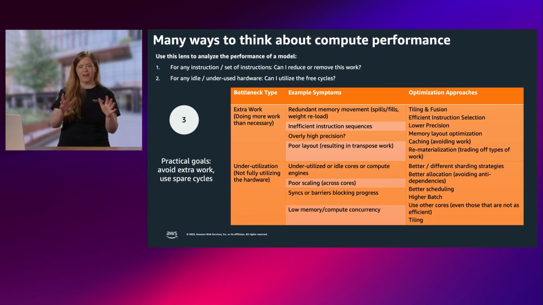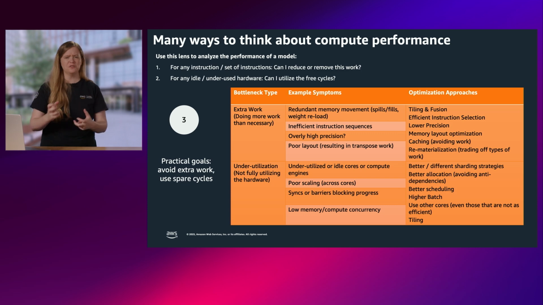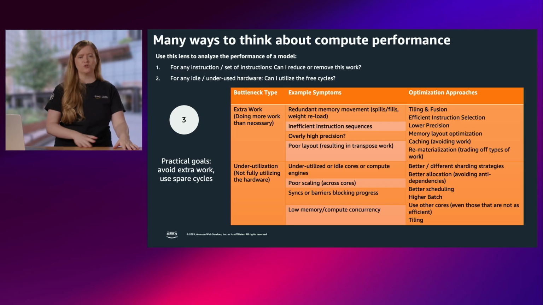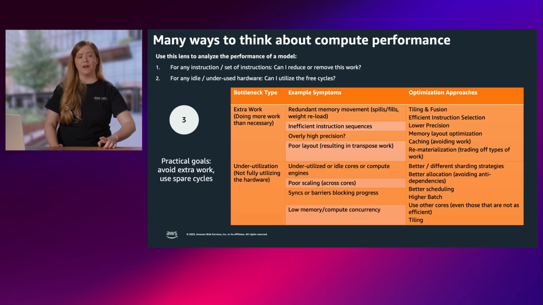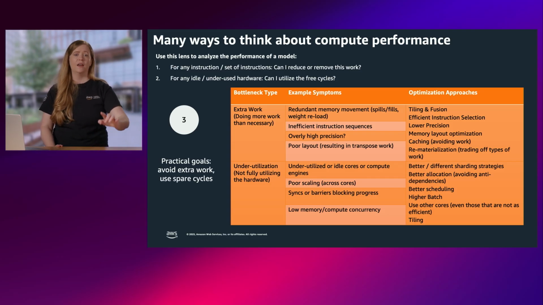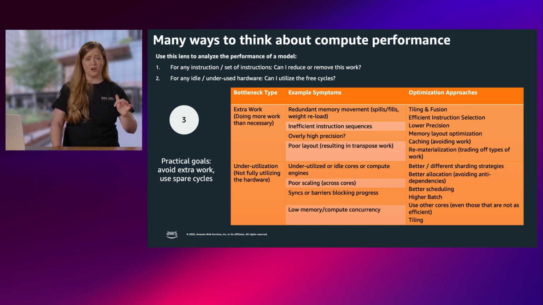All right, so the third way to think about compute performance is practical goals. Again, practically, we're going to try to avoid extra work, and we're going to try to use the spare cycles that we can. So when you are thinking about your model, going operation by operation, studying the roofline performance, looking at the compute behavior, trying to understand how the data are moving, and how you can better improve your compute utilization, for each instruction and set of instructions, I want you to ask yourself, can I reduce this? Or can I remove this work?